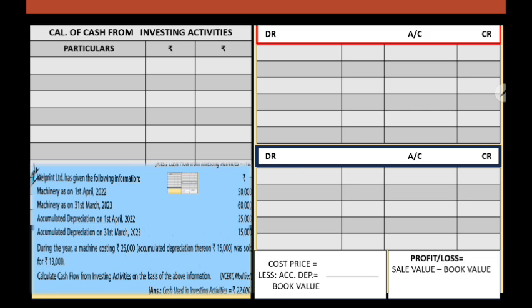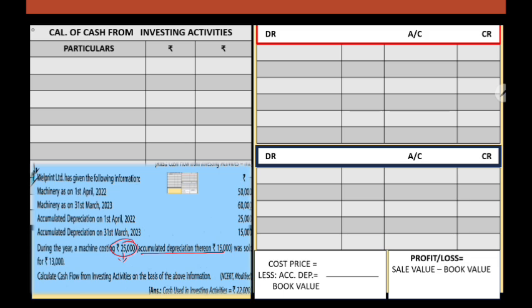Whenever opening and closing are given, and at the same time additional information about a sale is discussed, we need to open the ledger, no matter what. So in this question also, opening and closing are given and the sale is also discussed. So we are supposed to open the ledger. Here, the accumulated depreciation thereon means this 25,000 machinery we are ready to sell. So the sold machinery's depreciation is 15,000. Okay, now we are going to solve.